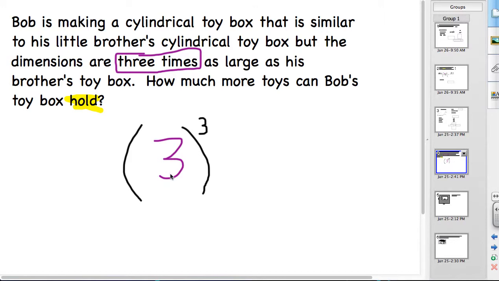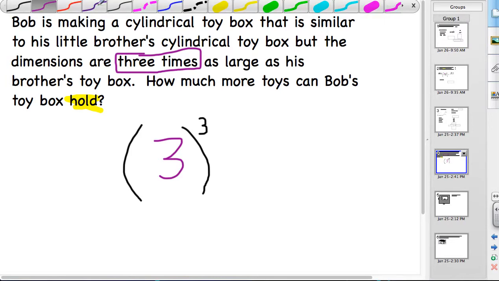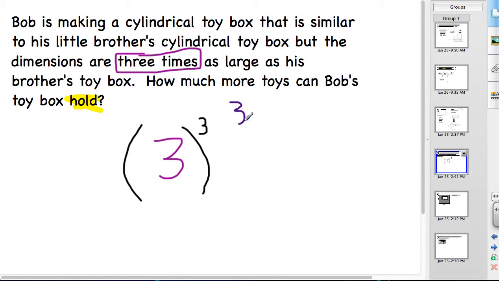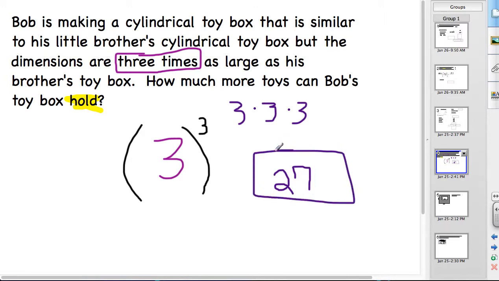So if we take 3 and raise it to the 3rd power, remember that's not 3 times 3, it is actually 3 times 3 times 3, 3 to the 3rd power. So 3 times 3 times 3 is 27. So Bob's toy box can hold 27 times as much as his little brother's.